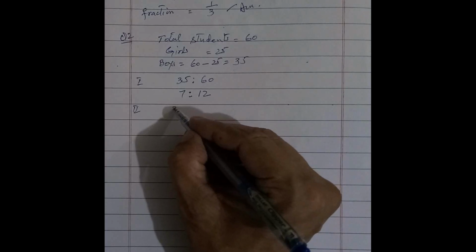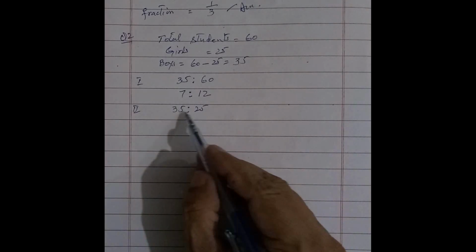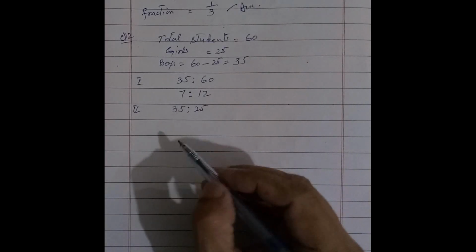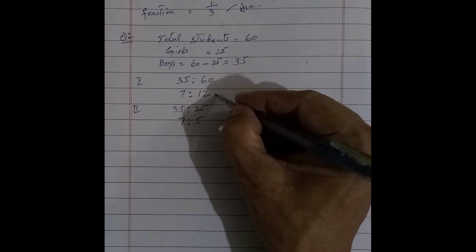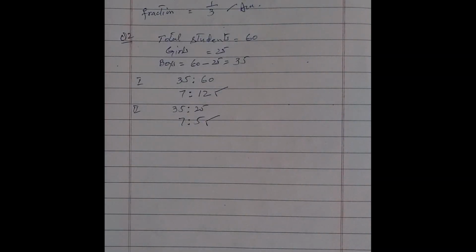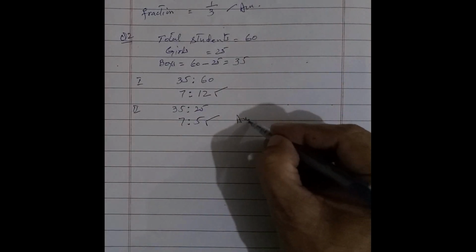And the second is boys to girls. Boys are 35 and girls are 25. Now we simplify these values, dividing both values by 5: 5 sevens are 35 and 5 fives are 25, and it is the ratio of boys to girls for the second part, and this is the answer of question 2.